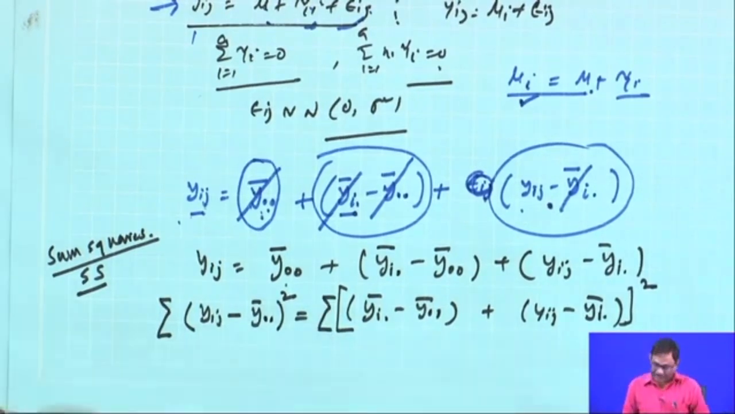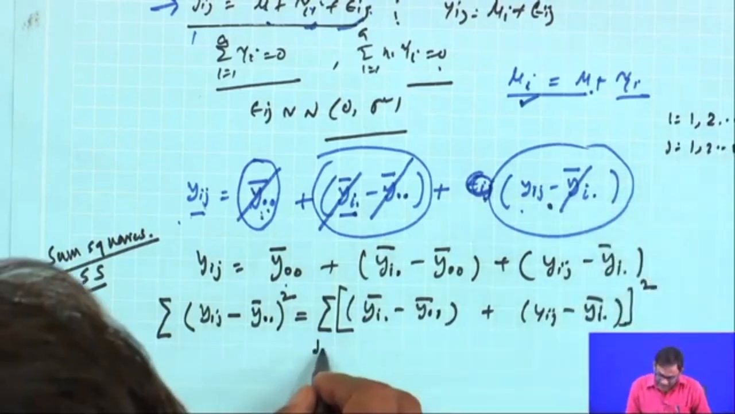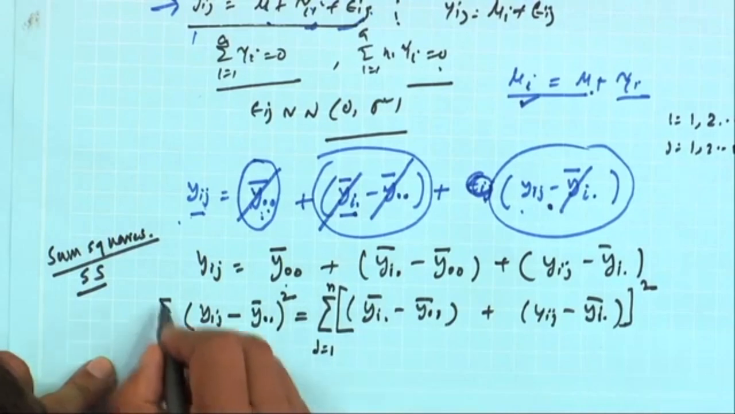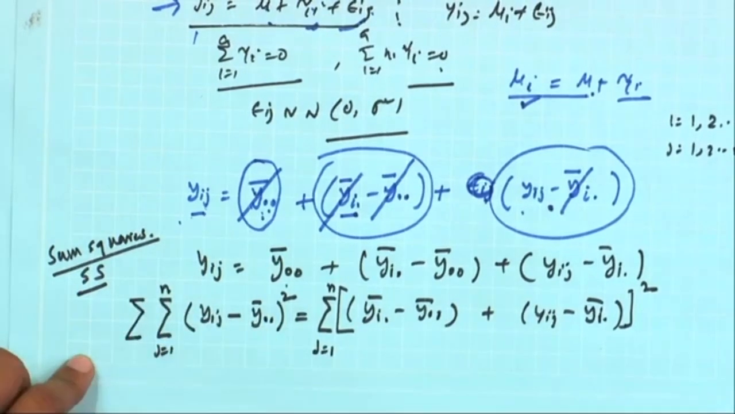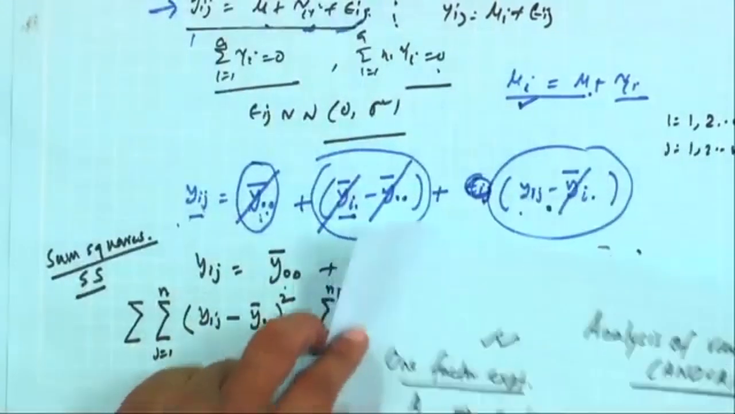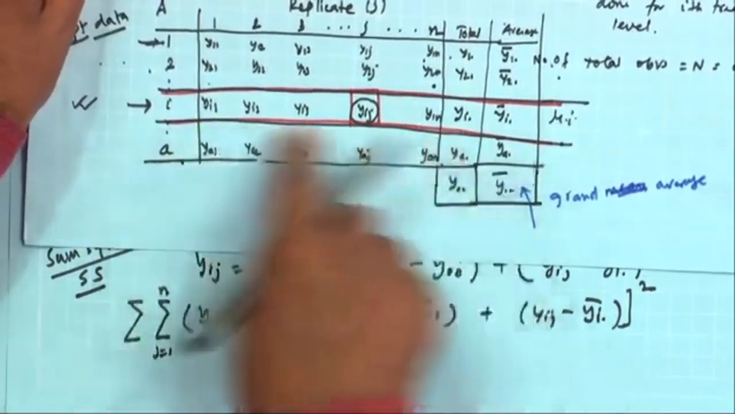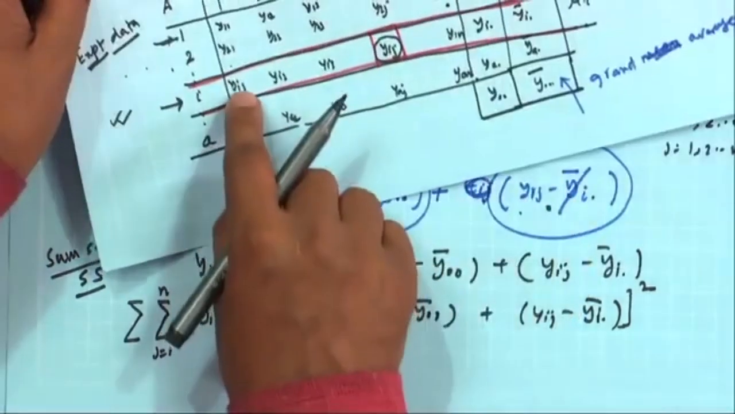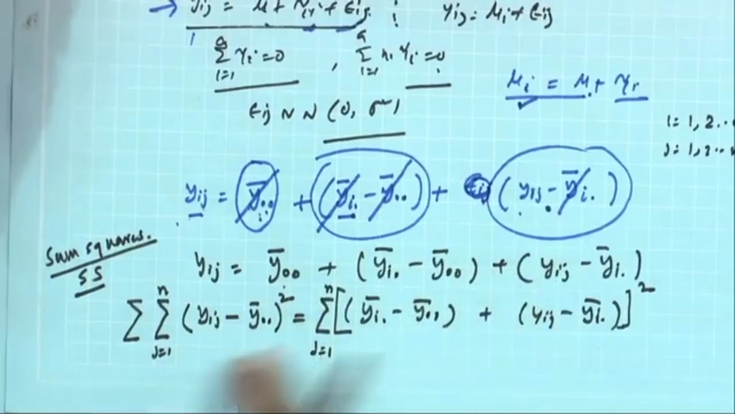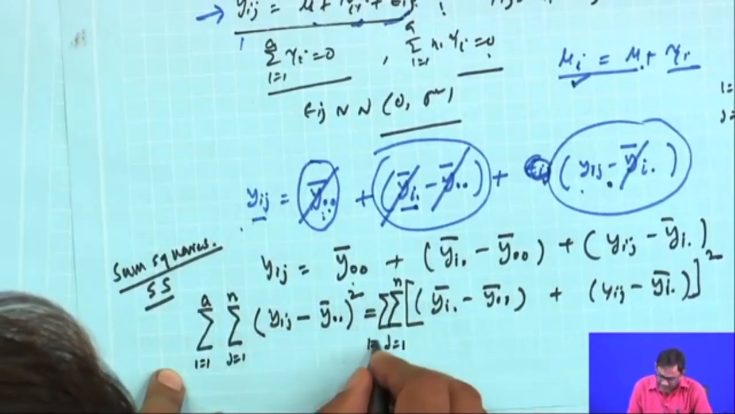As i and j both are there, i changes from 1 to a, j changes from 1 to n. Suppose I write j equal to 1 to n here, that means you are summing up yi1 plus yi2 plus yi3 like this. So, you are subtracting by y bar and then making square and summing up. Then there is another portion, i equal to 1 to a, that also you sum up.